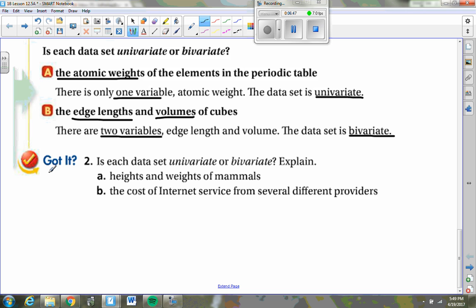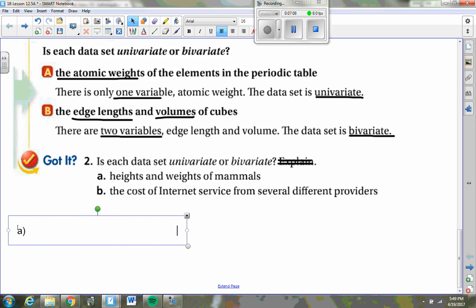Take a look at these two sets of data here, things that you're recording, and tell me if they are univariate or bivariate. And then also, if you can, tell me if they are qualitative or quantitative as well. All right, pause the video. Try to tell me each of those things about each set of data, A and B here. Qualitative or quantitative, and univariate or bivariate.